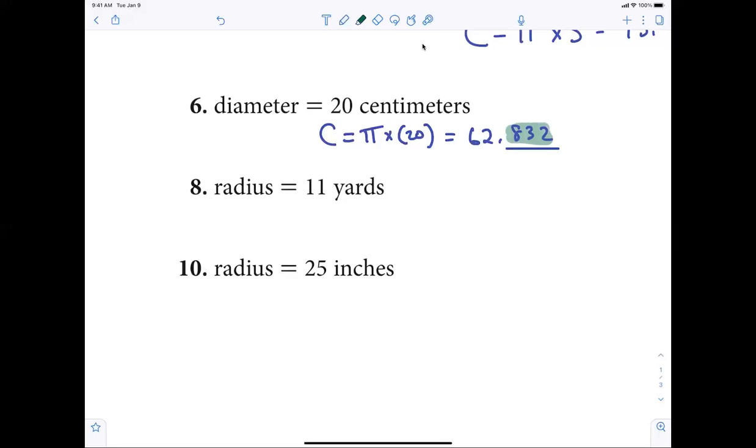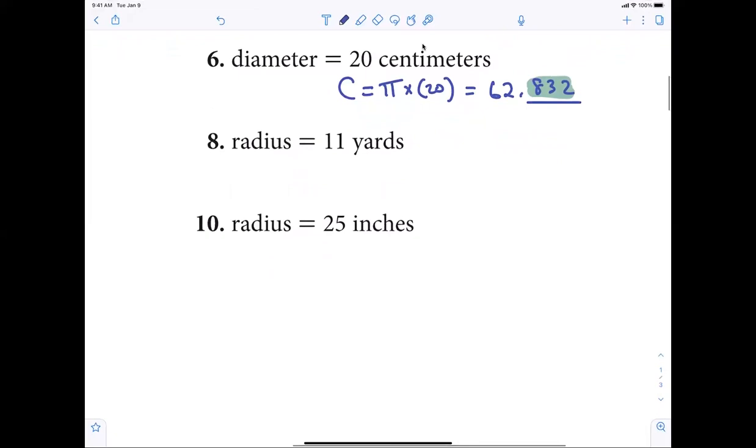Maya, you're on number 8. Oh, by the way, put centimeters down. 22 times pi. Yes, circumference equals 22 pi, which is roughly 69.115. And then we'd say yards. All right, easy as that.